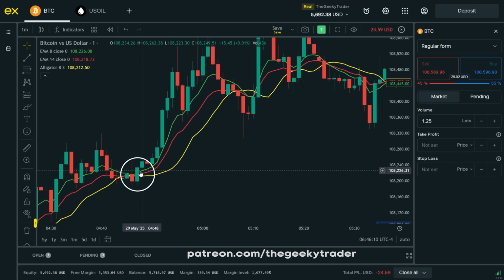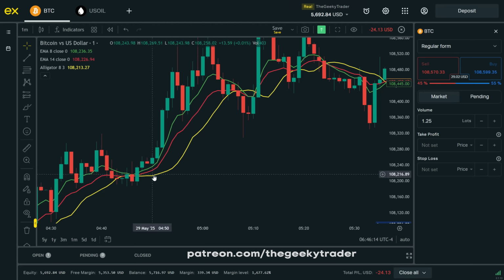But, and this is super important, before we just jump into a trade, we need to double check the strength of the trend. That's where our yellow line comes in. This yellow line is the lips of the alligator indicator, and it's what helps us confirm whether the trend is actually strong enough to trade. So keep an eye on that yellow line. It's our final confirmation before we take the trade.